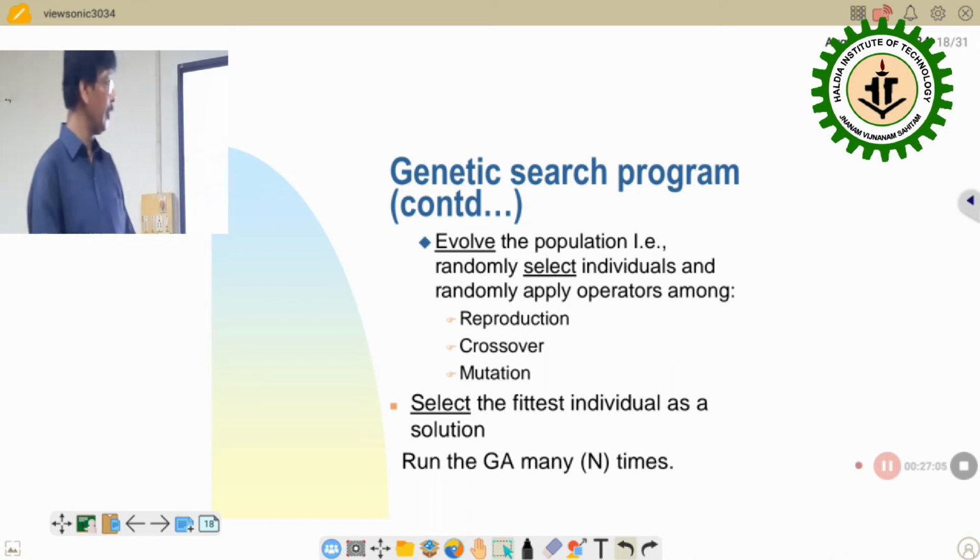Select the fittest individual as a solution. That fitness value has to be calculated. Run the GA many times. Many times means many number of iterations, as long as you are able to, until or unless you like to terminate.